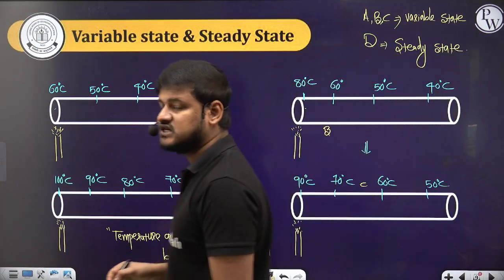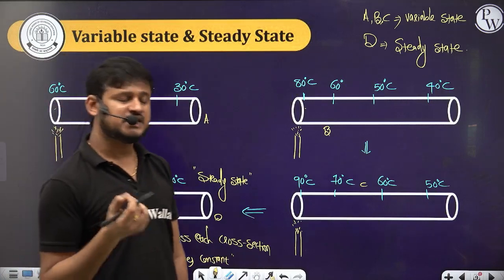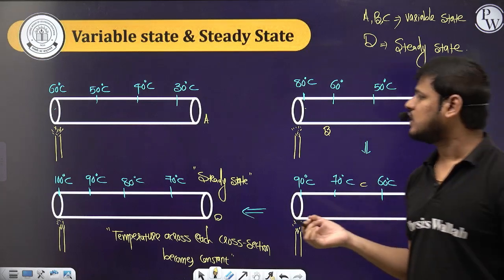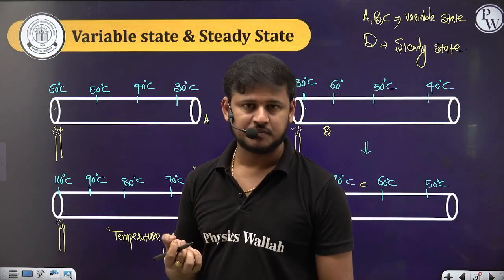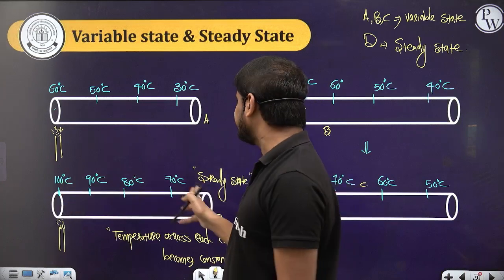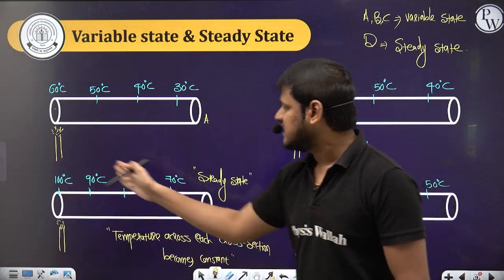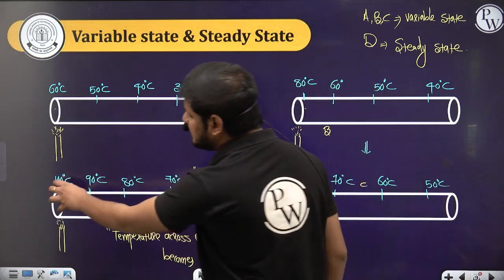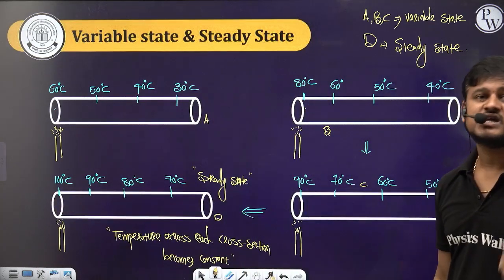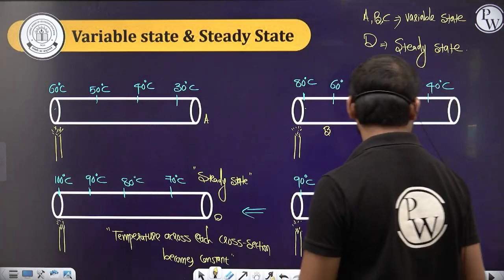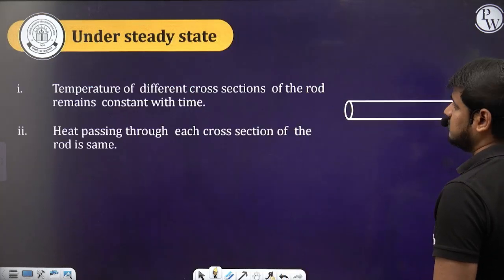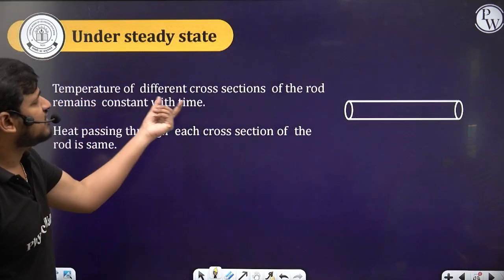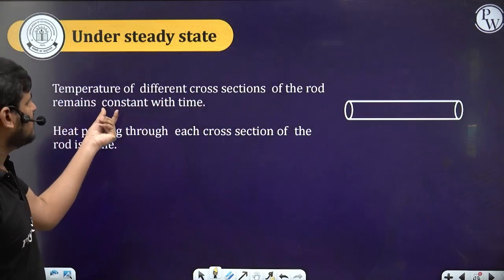Understood the definition of steady state now, everyone? So the temperature across each cross section becomes constant, so that is called the steady state of heat transfer. That's it. But the temperature difference should be there, then only heat transfer takes place. Here 100 and here let's say something 50 or 60, whatever it is. So whenever there is a temperature difference between the two ends, then only the heat transfer takes place. Done? Clear? Chalo.